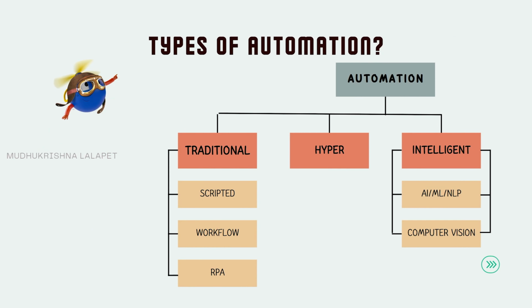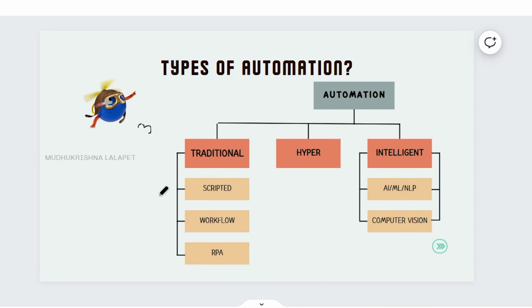Now let's break down the types of automation into three main categories. First, traditional automation; second, intelligent automation; and third, hyperautomation. Under traditional, we have three types: scripted, workflow, and RPA. So what is scripted automation? Scripted automation involves writing scripts or code to automate specific tasks or workflows.